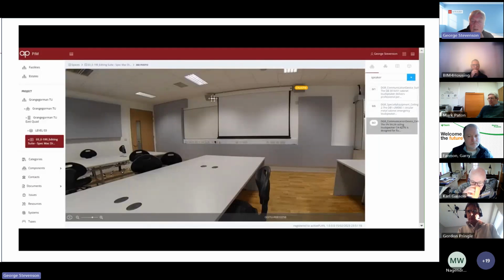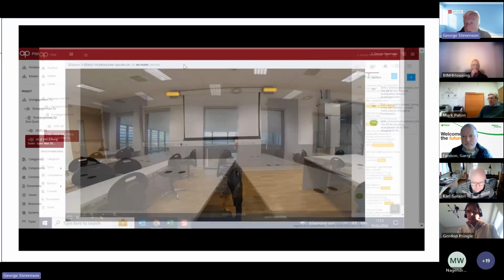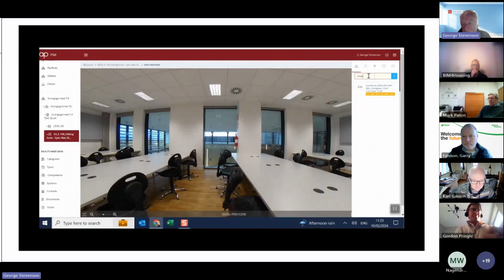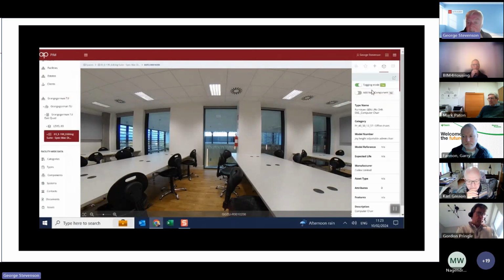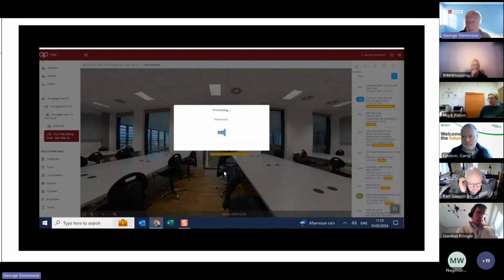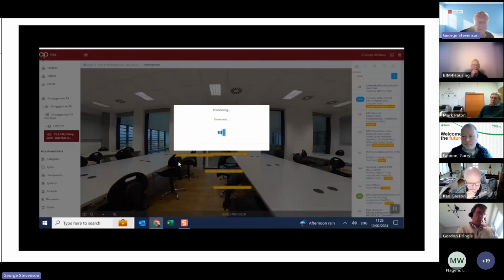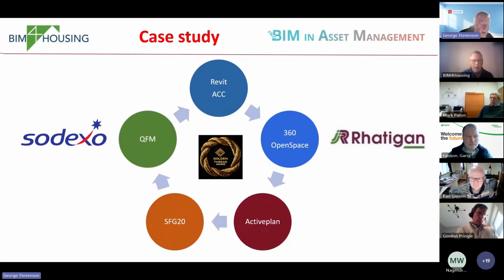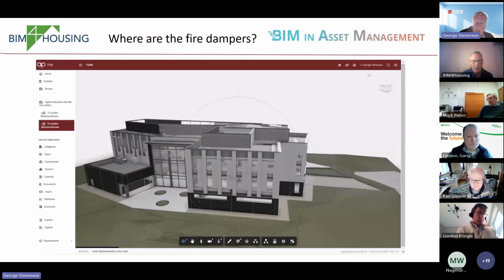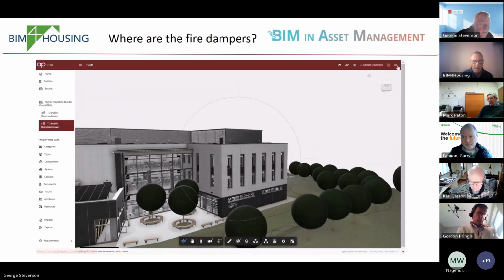So these 360 photographs can have been created using HoloBuilder or using OpenSpace or whatever technology, but then they're being reused by the asset teams. And I think that's an important aspect of that. And then this next one is showing how that can work as a complete example with Sodexo, the asset team, and Rattigans, who are the builders on this one.